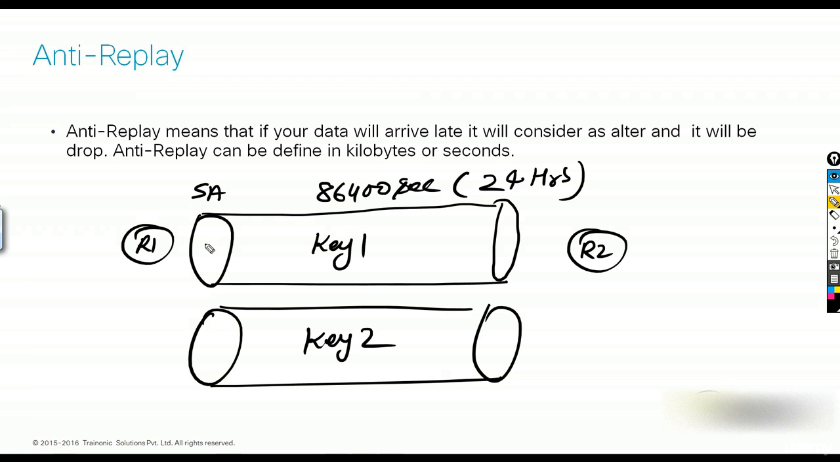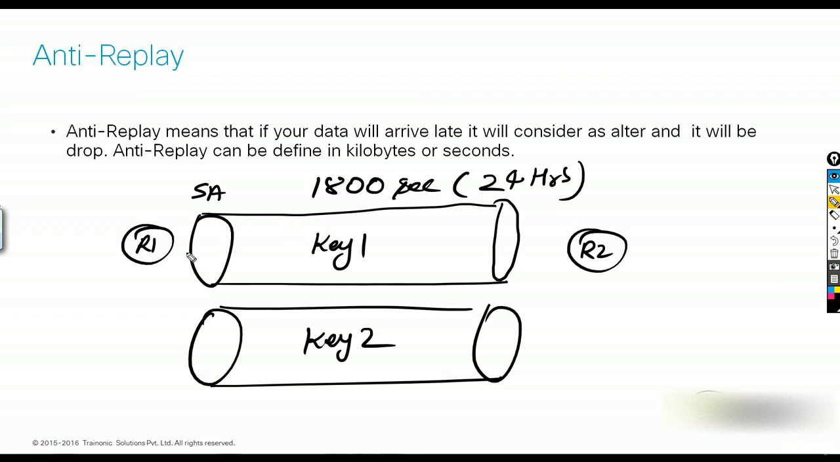So to solve this problem, what we will do, we will not configure SA for a long time. What we can define in seconds. By default it is 24 hours, and we can define this session less than 24 hours. We can define, okay, whenever we communicate, we will use the session for 1800 seconds. It means half an hour.